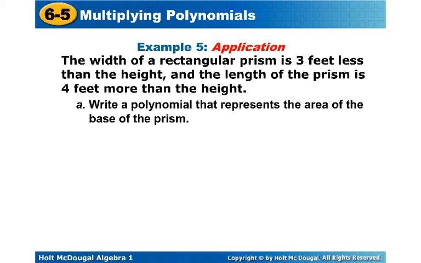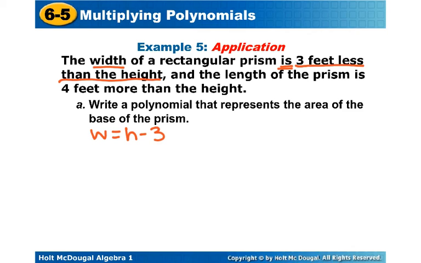So, a few things that you guys need to know: the width of a rectangular prism is 3 feet less than the height. Now remember, with less than, you switch the order. So width is, remember, that keyword of equals. So "is" means equals. So I have width is 3 feet less than height. So less than, switch the order. So that's height minus 3.